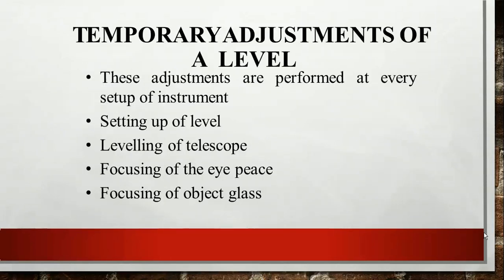Next topic is the temporary adjustment of a level, right? These adjustments are performed at every setup of the instrument. While you set up the instrument, you have to carry out these operations. Number one is setting up the level over the ground surface. Number two is leveling the telescope, okay? And number three is focusing the eyepiece, and last, focusing the object glass, right?